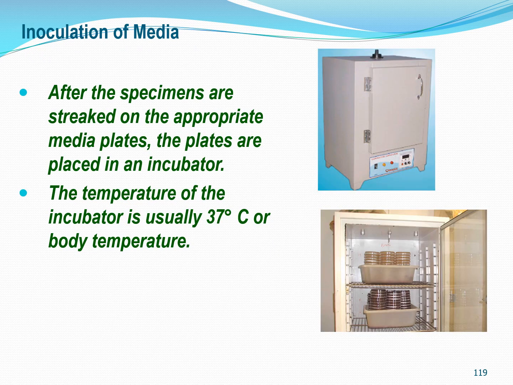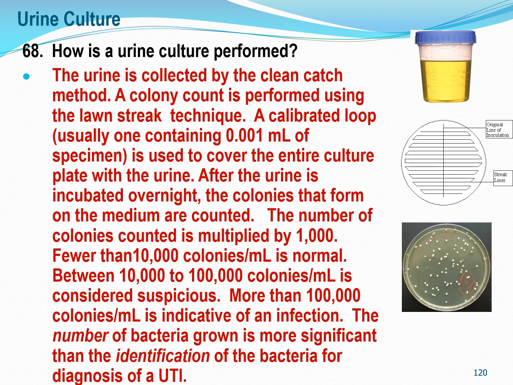As the specimens are streaked on the appropriate media plates, the plates are placed in an incubator. The temperature of the incubator is usually 37 degrees Celsius, or body temperature. So how's a urine culture performed? The urine culture is collected by the clean catch method. We talked about that earlier. A colony count is performed using the long streak technique. A calibrated loop, usually one containing 0.001 ml of specimen, is used to cover the entire culture plate with the urine.